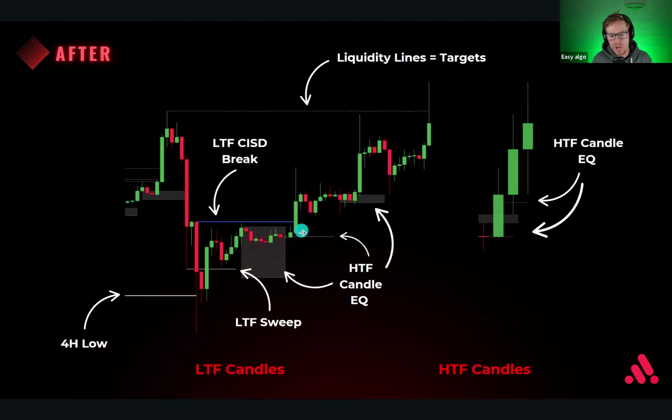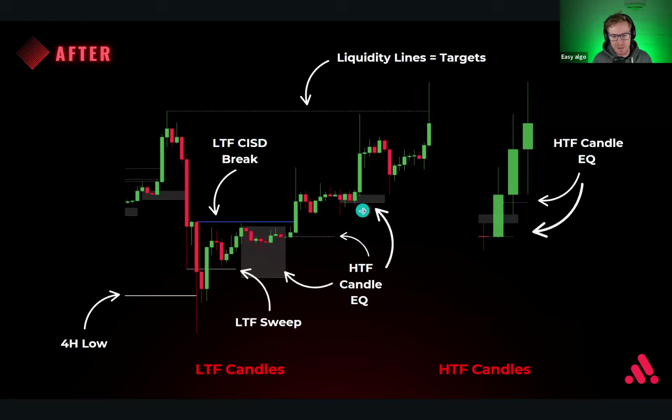Oftentimes, there will be a retracement back to the CISD level or close enough to it, and then we'll get the formation of these higher time frame equilibrium lines. You'll see the higher time frame levels are projected on the higher time frame chart, and then the boxes are projected on the lower time frame. So we can stay in alignment with these levels.